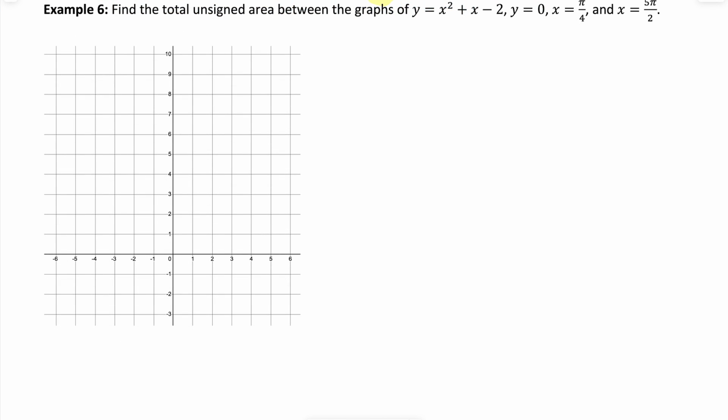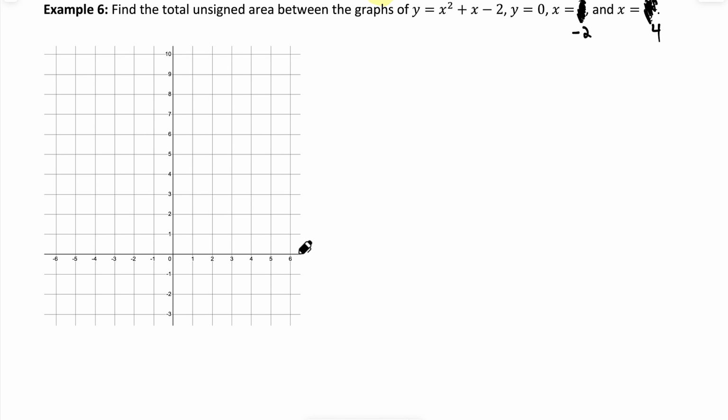And for example 6, I just noticed I forgot to change my limits of integration for this one. I actually meant for these to be negative 2 and 4. So let me set them to negative 2 and 4. I want to find the total unsigned area between the graphs of y equals x squared plus x minus 2, y equals 0, x equals negative 2, and x equals 4.